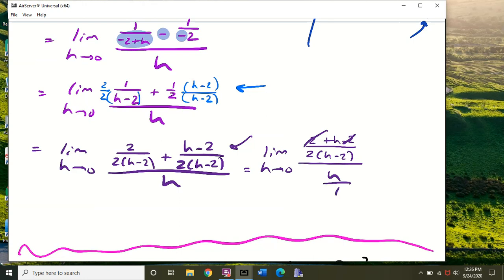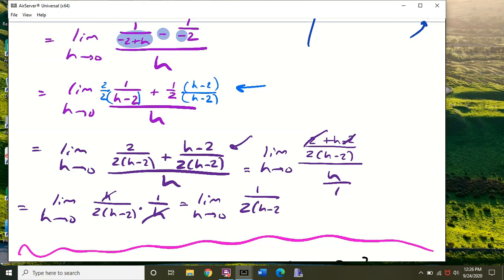I'm going to do this just to help you see the algebra a little better. I'm going to make that h over 1, and I'm going to do keep, change, flip. So we have h over 2 quantity h minus 2 times 1 over h, and there go the h's. So we now are left with the limit as h approaches 0 of 1 over 2 quantity h minus 2. And look at what we get if we replace h with 0 here. 1 over 2 times negative 2 is indeed negative 1/4, as we had anticipated.